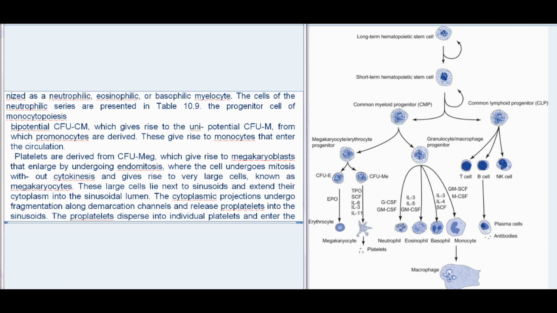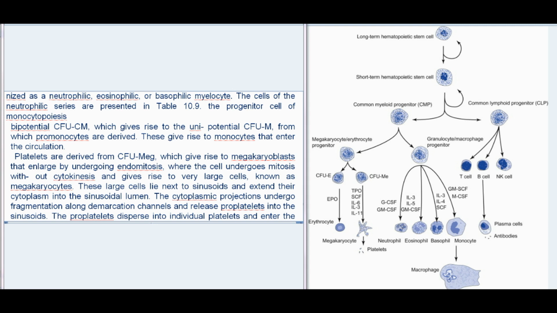The first morphologically recognizable cell of the granulocytic precursors is the myeloblast, and the second is the promyelocyte. Neither myeloblasts nor promyelocytes possess specific granules, however, and all three granulocytes share these precursors. The next cell in the lineage has specific granules and can be recognized as a neutrophilic, eosinophilic, or basophilic myelocyte. The cells of the neutrophilic series are presented in Table 10.9.